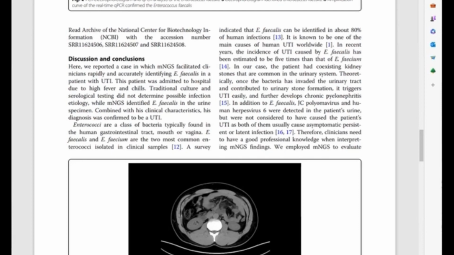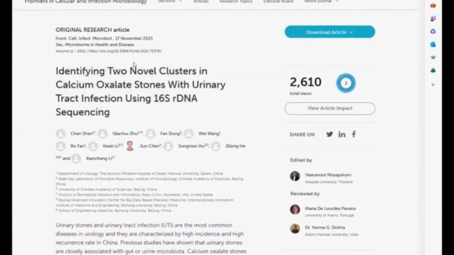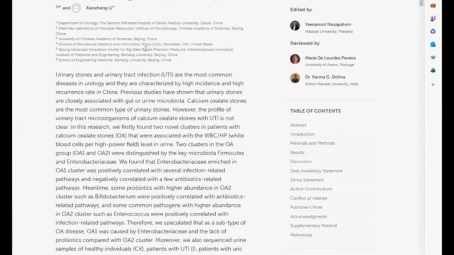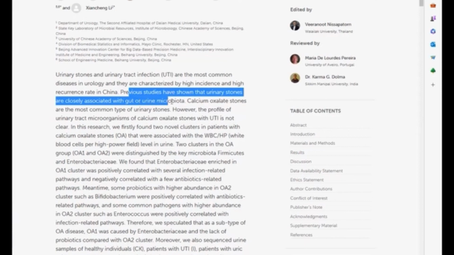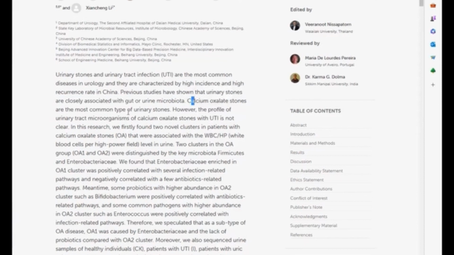So then I found this other journal. This one was from China, and it was published in 2021. And again, just some general information about the urinary tract, urinary stones, and UTI. Previous studies have shown that urinary stones are closely associated with gut or urine microbiota, and calcium oxalate stones are the most common type of urinary stones. However, the profile of the urinary tract microorganisms of calcium oxalate stones with UTI is not clear.